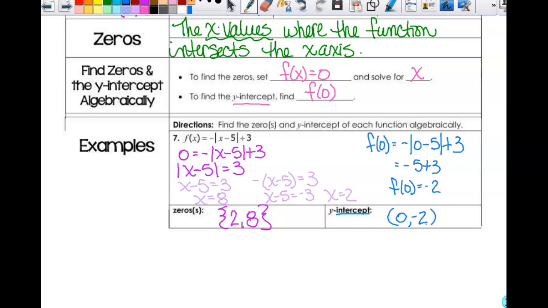Okay. What questions do you have? This one? Okay, so I substituted 0 in. Does that part make sense?